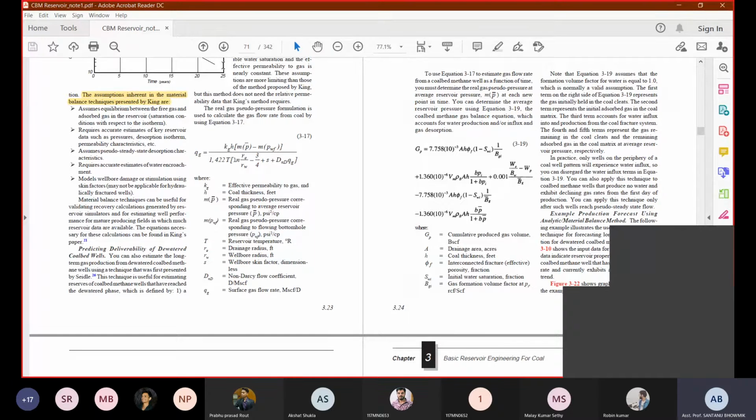The fourth point is that it requires accurate estimates of water encroachment. Water encroachment means knowing about your total CBM reservoir area, and depending on the water saturation and the network of fractures, you have to have an idea whether all the area is totally filled with water or not, whether there is any type of seepage, and whether there is any water reservoir available in the nearby area. Because whenever it is available, you have to pump out more water to get the gas production.